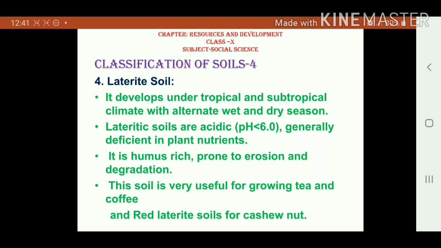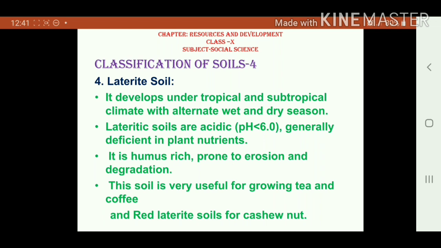Generally, the laterite soil is deficient in plant nutrients. That is one of the characteristics. Please make the point clear that it has a deficiency in plant nutrients. It is humus rich, prone to erosion. It is easy to have soil erosion in this particular variety of soil, and very easy to have land degradation in this particular soil.